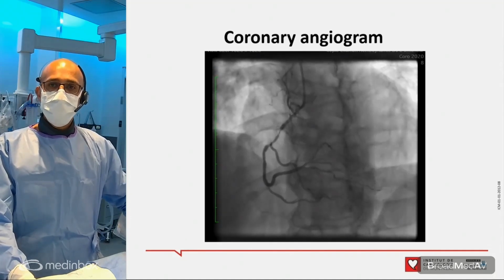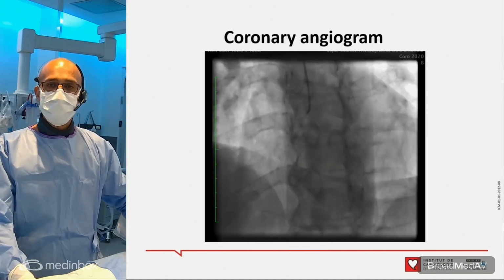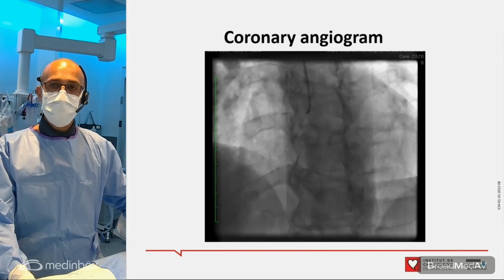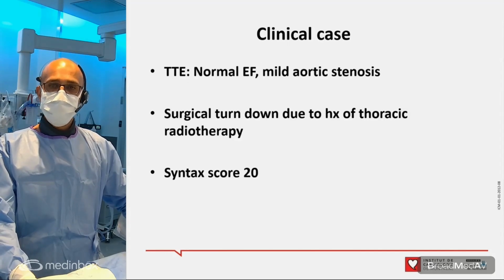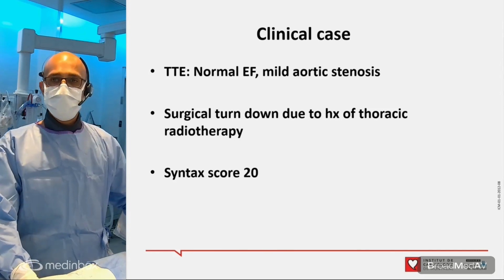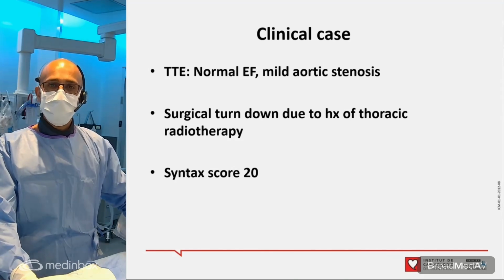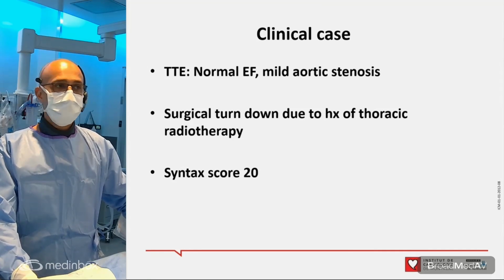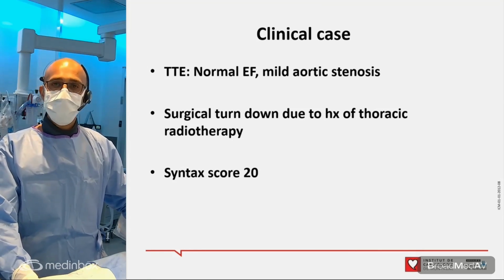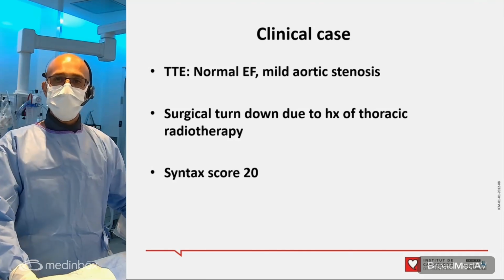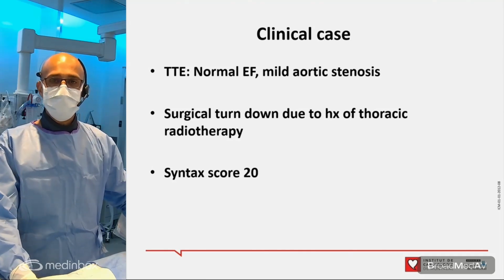Image of the RCA showing diffuse proximal disease with subtotal mid lesion with heavy calcification that you can appreciate before the injection. So the patient went along to have an echocardiogram that showed a normal EF with mild aortic stenosis, and the patient was referred for surgical consultation that was turned down due to the history of thoracic radiotherapy.